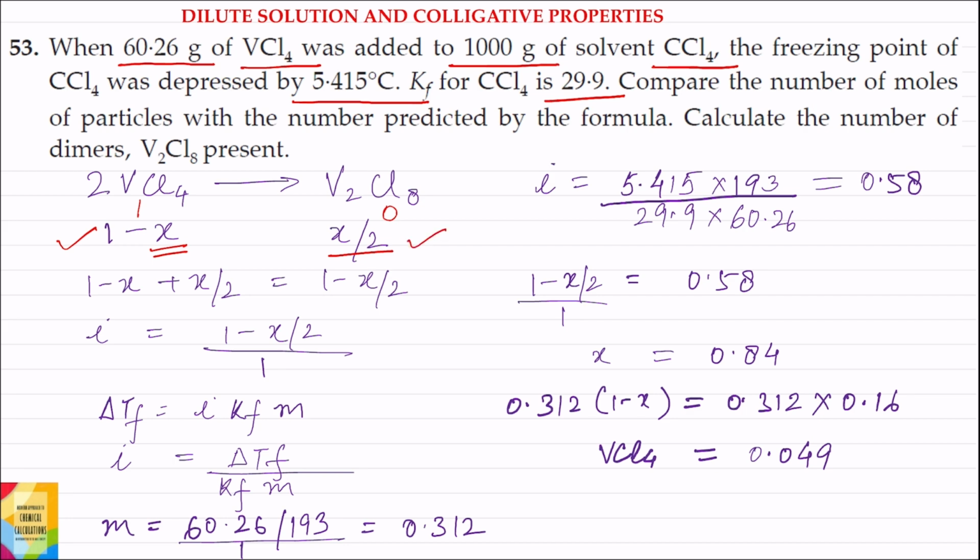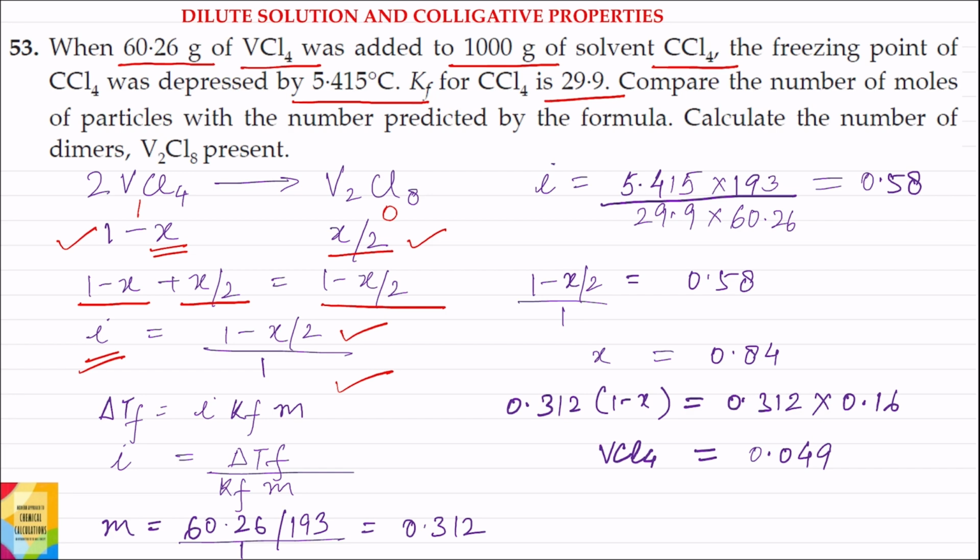by 2 moles. So total number of moles हो गया remaining moles of VCl4, that is 1 minus x, plus moles of V2Cl8 formed, that is x by 2. So 1 minus x plus x by 2 is equal to 1 minus x by 2. ये हो गया total number of moles. अब i की वैल्यू होती है number of moles after association divided by number of moles before association. तो number of moles after association है 1 minus x by 2 and number of moles before association था 1 mole.